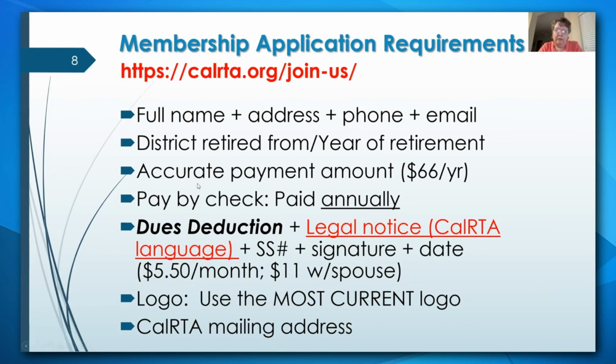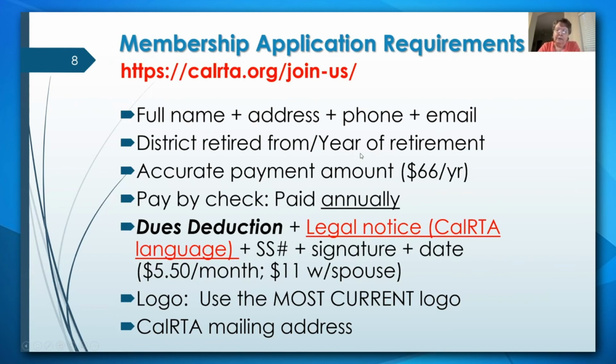Full name, that means first, middle, and last. Mailing address, phone number, maybe 2. She's starting to collect cell numbers as well as home numbers. And some of us don't have a home phone anymore, so the cell phone goes in the same column. But she's starting to try to separate those. And email addresses. The district that someone retired from and the year that the person retired.